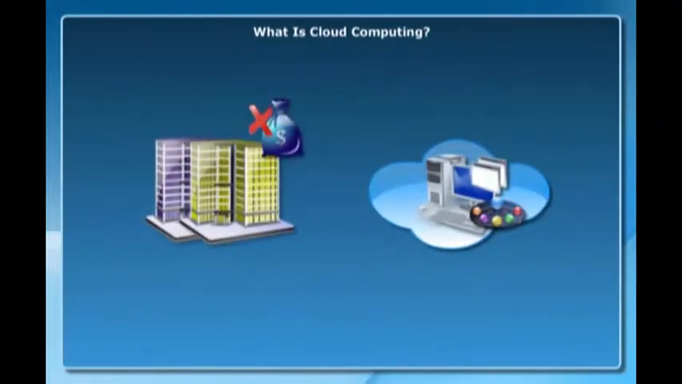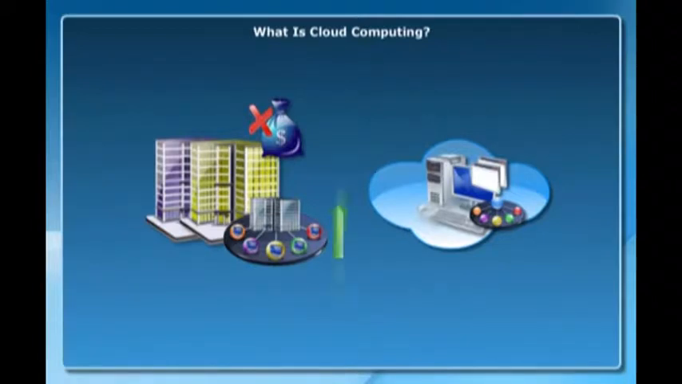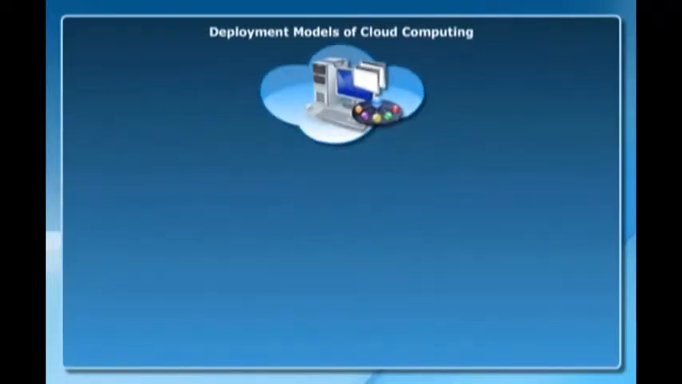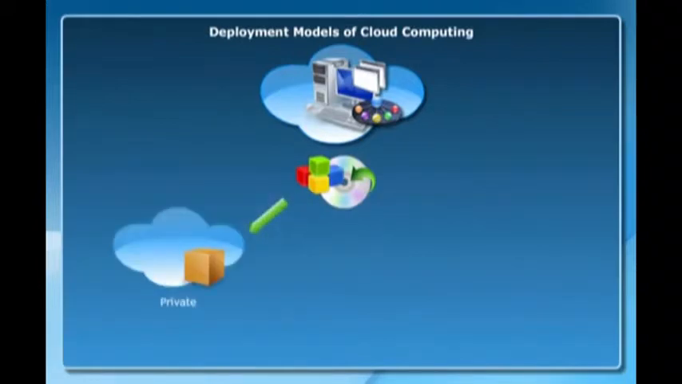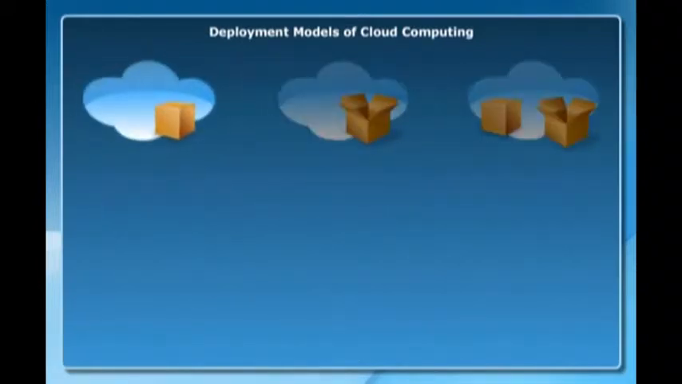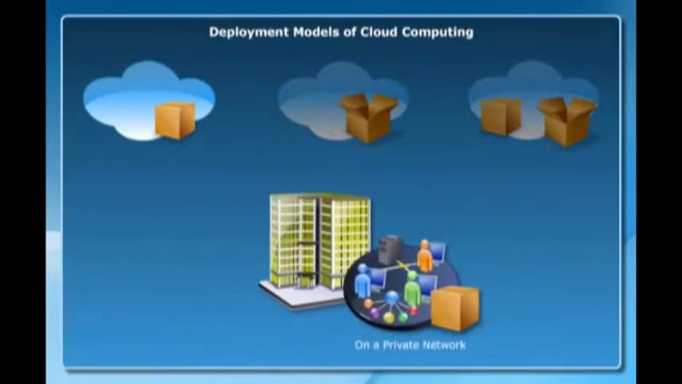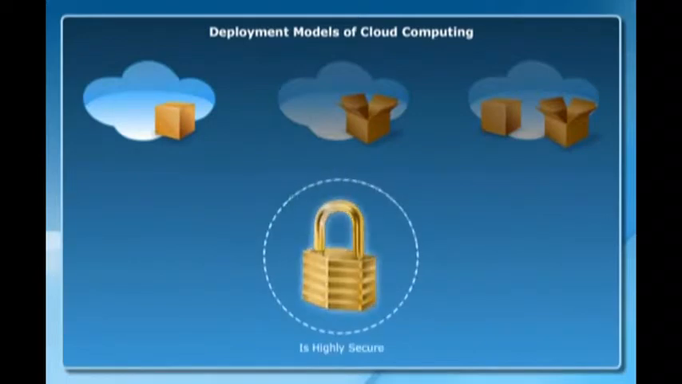This helps companies avoid capital expenditure on additional on-premises infrastructure resources and instantly scale up or scale down according to business requirements. You can deploy a cloud computing service by using 3 different models: a private cloud, a public cloud, or a hybrid cloud. A private cloud functions solely for one organization, on a private network, and is highly secure.